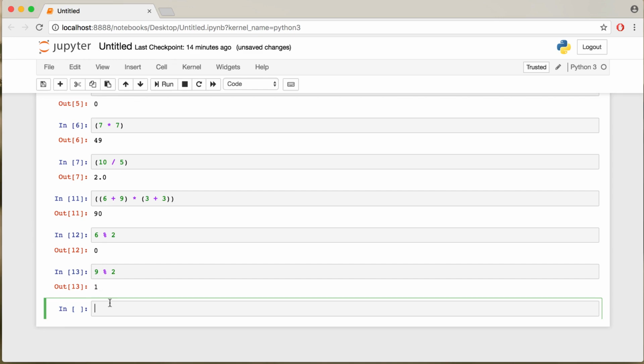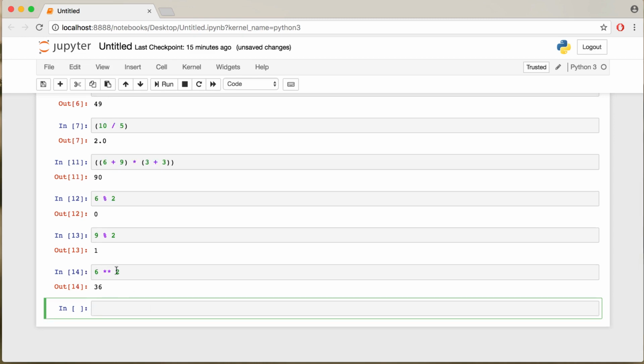Now what about exponents? A common mistake is to use the caret symbol for exponents. In Python, this is incorrect and represents a bitwise operation. We'll look more into it later on. To denote exponents, we use a double asterisk, such that 6 double asterisk 2, 6 to the power of 2, if you run it, obviously 6 to the power of 2 gives 36.